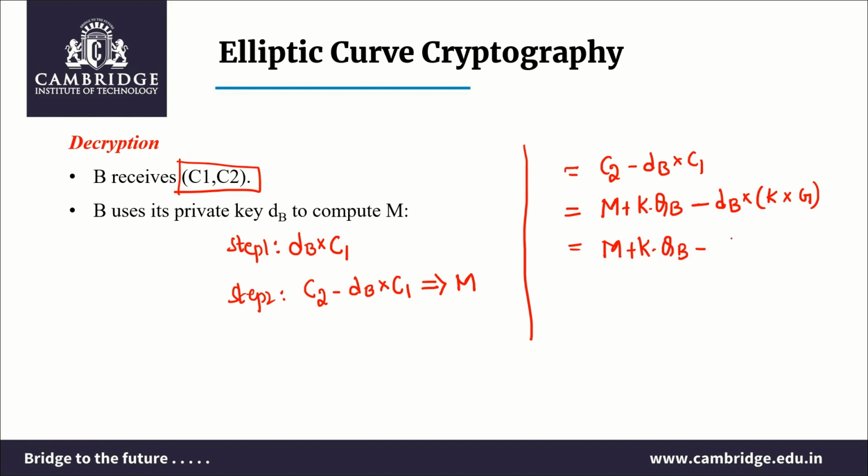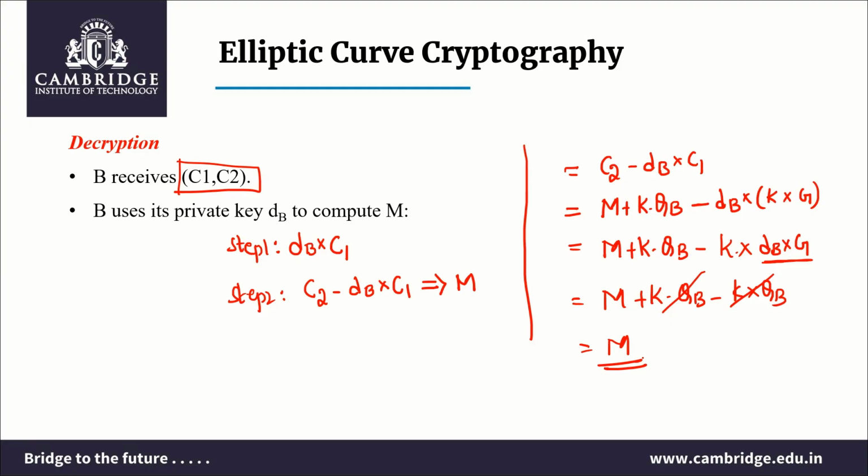You know that point multiplication is associative, closed, and commutative. It satisfies these properties. Can I write this as K multiplied by DB multiplied by G? Obviously. Now, what is this value? Private key of B multiplied by the global point or the base point. So it is nothing but QB. K into QB minus K into QB. Now I can see that these get cancelled. So what am I going to get? I'm going to get M. That is how decryption is being performed.